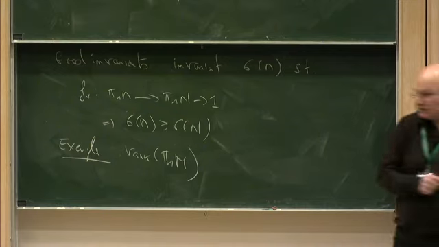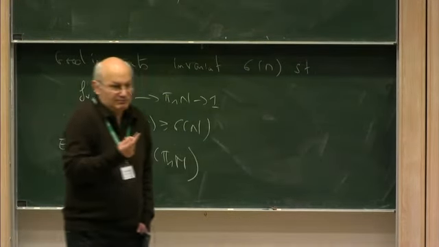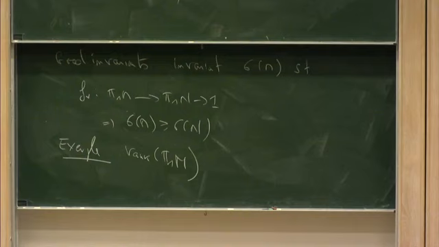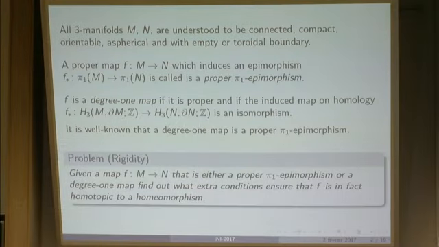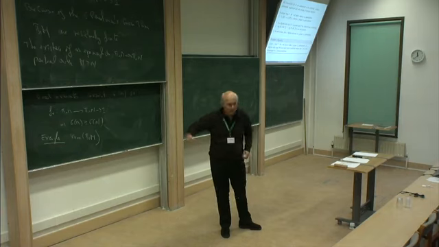So an example of proper π1-epimorphism, perhaps the best example, is a degree 1 map. That's a proper map which induces an isomorphism at the level of H3, sending the fundamental class to the fundamental class. And a degree 1 map is known to be an epimorphism. There is a big difference between proper epimorphism and degree 1, in a sense. But the statement I will give works with proper epimorphism.